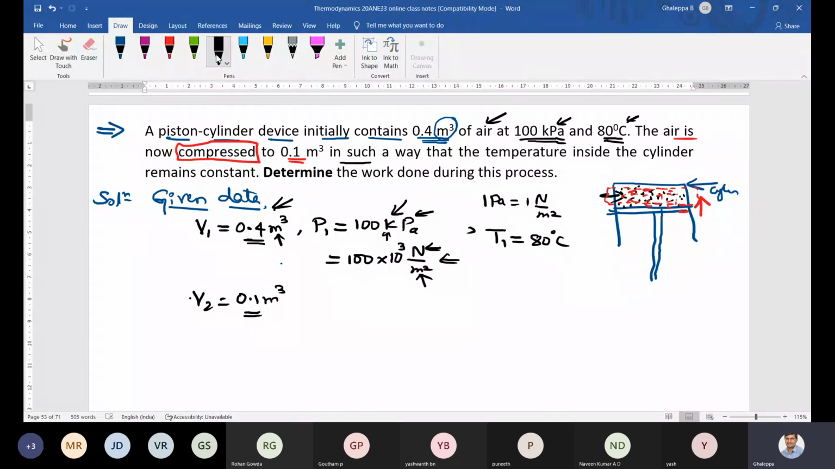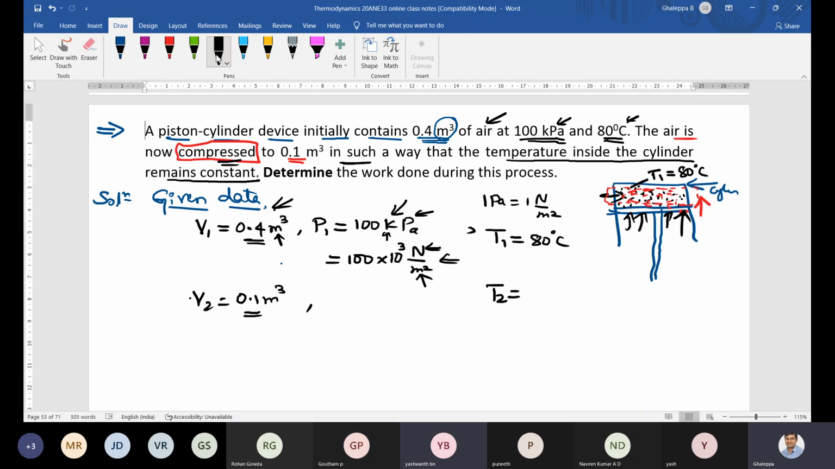Note the next line. The compression process is undergoing in such a way that the temperature inside the cylinder remains constant. Temperature is not changing during this compression process. Initial temperature is 80 degrees Celsius and you are compressing the air, and during the compression temperature is constant. So how much will be the final temperature?